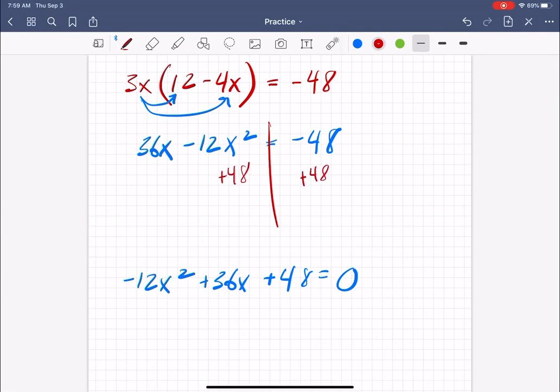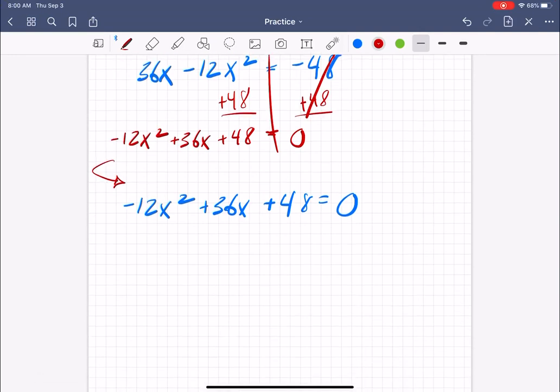So I'm going to add 48 to both sides this way. This cancels. There's no term over here I can combine it with. So I'm going to move my negative 12x squared, which is my highest degree, to the front. I'm going to take my plus 36x, put it right here, and my plus 48 is right here. So, negative 12x squared plus 36x plus 48. I just showed that step right there.